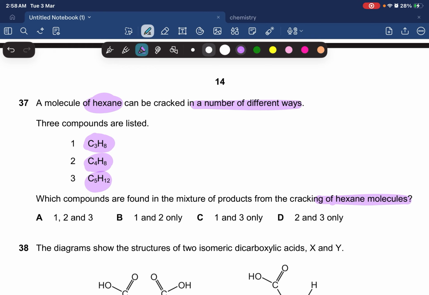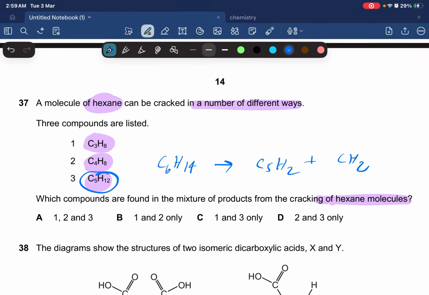But hexane is C6H14. If you form this C5H12, just think for a second, what are you left with? CH2. CH2 is not an existing compound. You're only left with CH2, so you have to make an alkene. That's why this is not going to be formed. Got it? You can form an alkene or an alkene and hydrogen. That's why this cannot be formed, because otherwise you would have to form CH2, which is not possible.